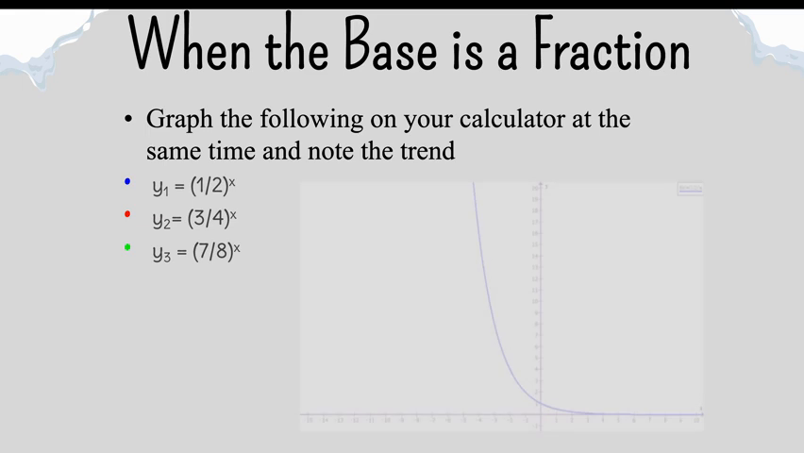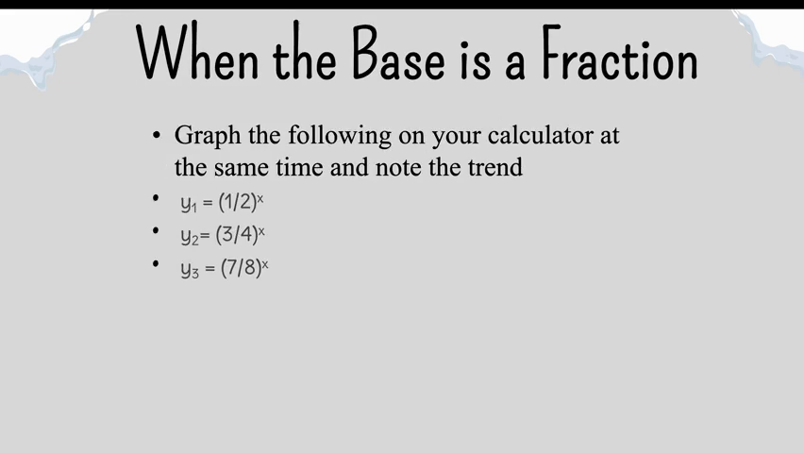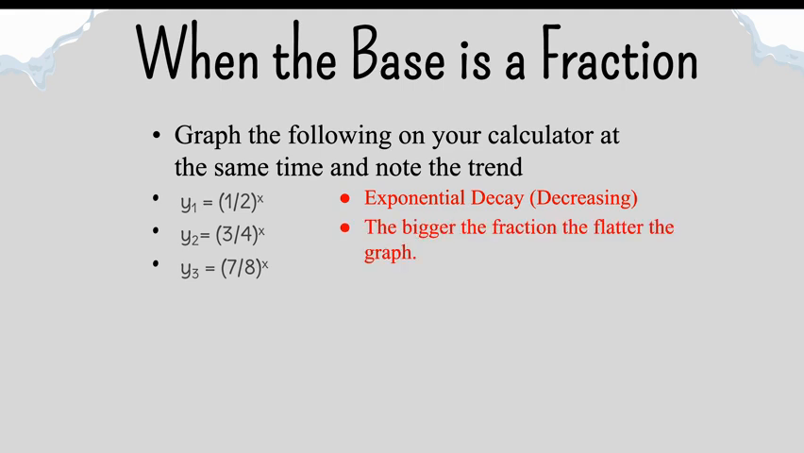So when the base is a fraction, I can plug these in. We have an exponential decay function when we have a fraction base, and notice as the fraction increases, our curve gets flatter and flatter. That's what's happening here. So what happens? Exponential decay is decreasing. The bigger the fraction as the base, the flatter the graph.